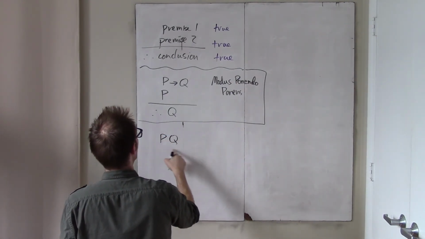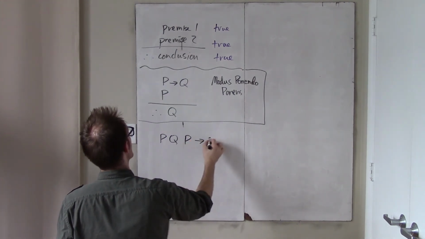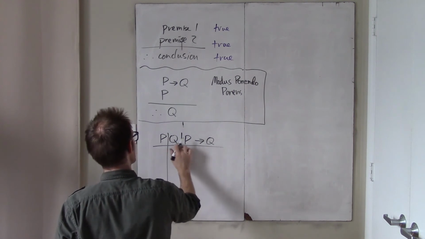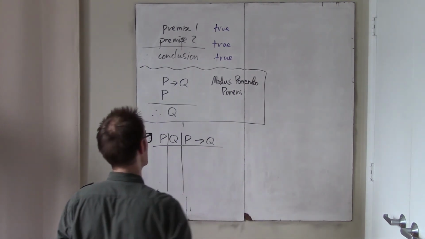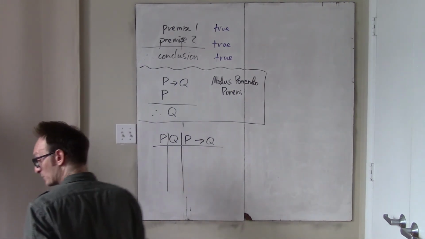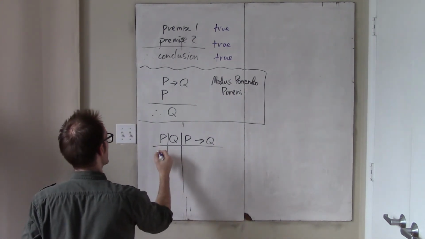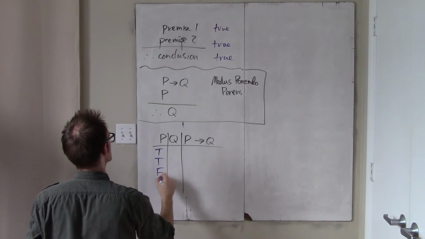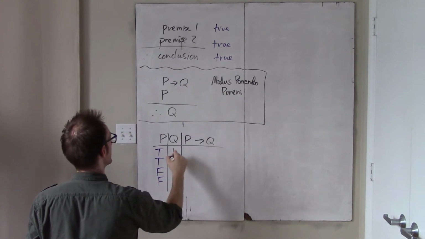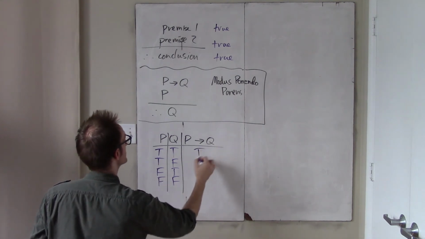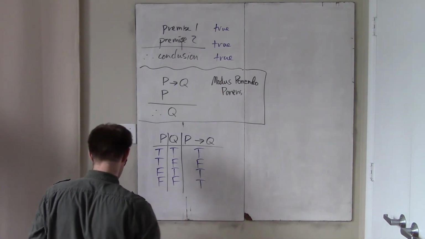Well, here we go. This is a pretty short argument. I'm making a metalogical claim about the relationship between the truths of the premises and the conclusion. So let's just do it. Let me quickly make this truth table. True, false, true, false. And then this we just know to be true, false, true, true.